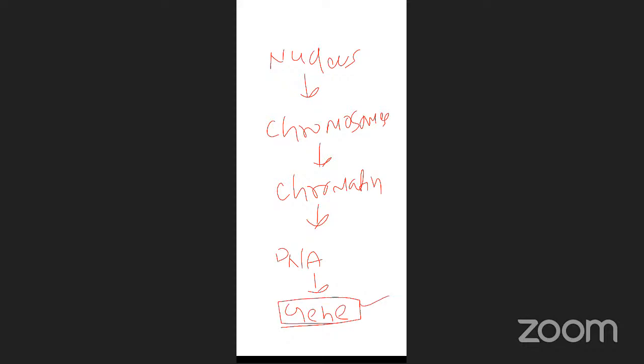This is the clear concept. Can you differentiate DNA and gene? What is the difference between DNA and gene? Gene is heredity material. I am asking how they differ. Gene is a part of DNA.